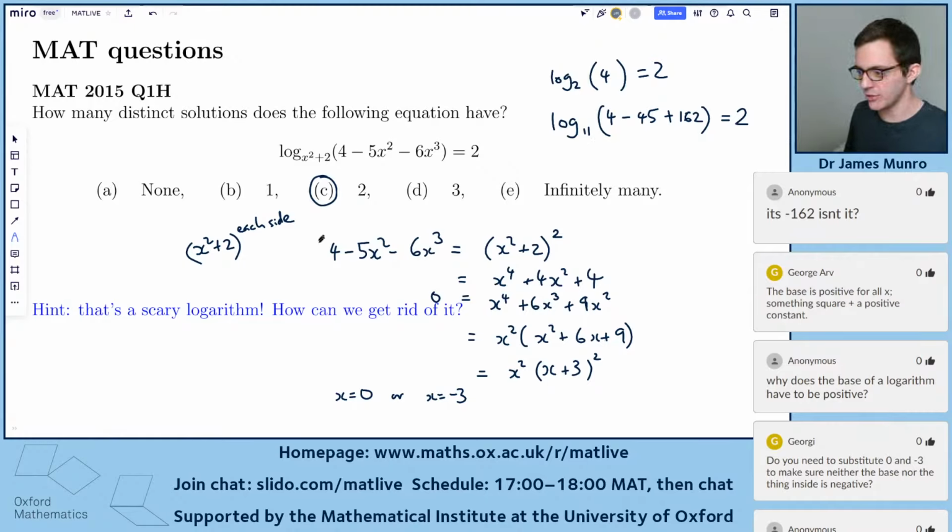Good work on that logarithm question. I like the structure of the way when we solve this question. It starts off looking absolutely impossible.